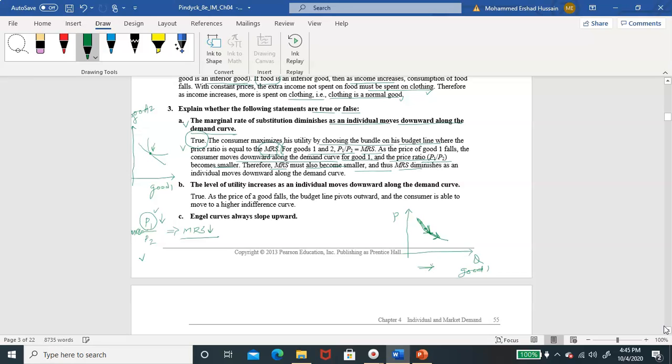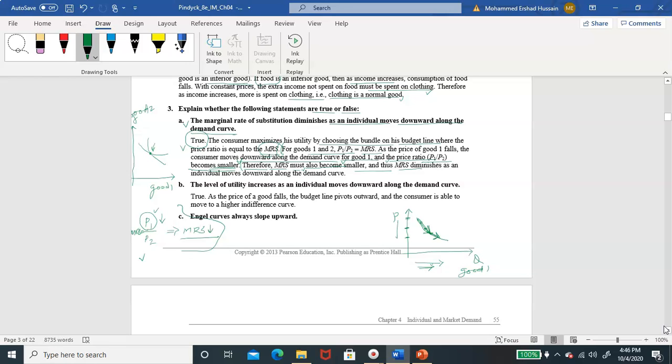And as a result, what happened? Downward along the demand curve for good one, and the price ratio P1 over P2 becomes what? Becomes smaller. Therefore, MRS must also become smaller, and thus as we are consuming more of good one, we can say that it is because of this decrease in the price, decrease in P1, right?